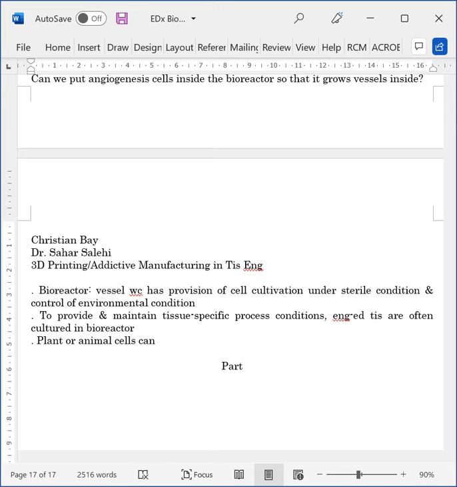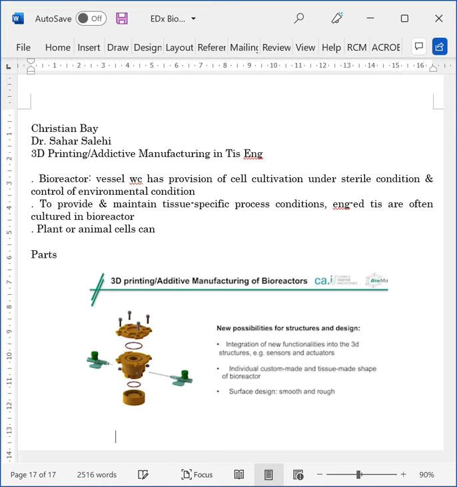On the second side, you can custom-make and tissue-make the bioreactor, not a standard one, but only an individualized one. And on the third side, we can design the surface. We can locally design if the bioreactor has to have a smooth surface or a rough surface. What do you think, Sarah?